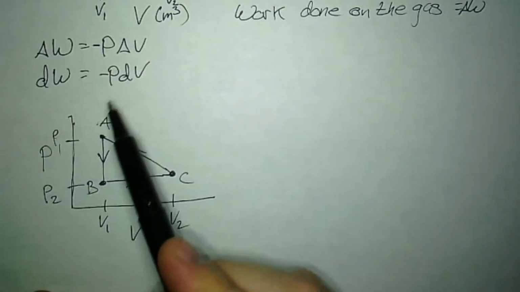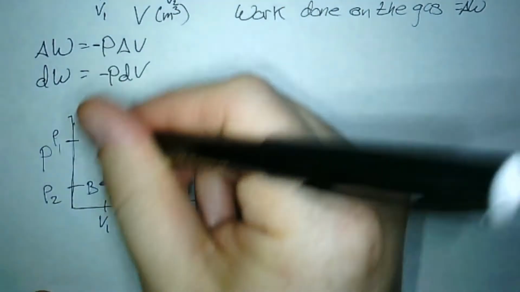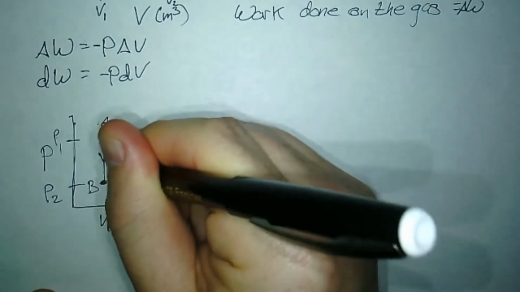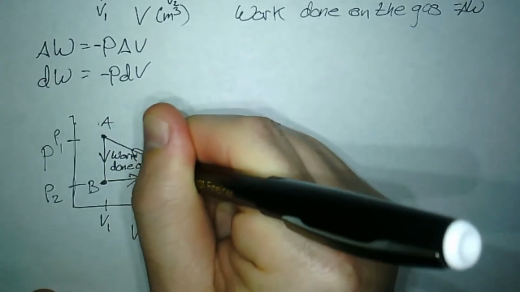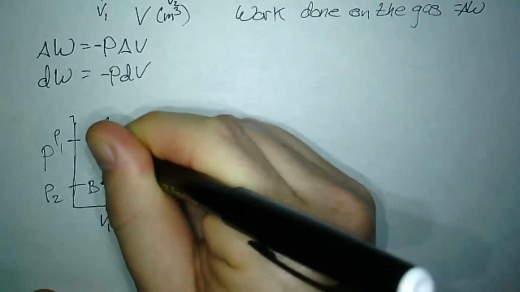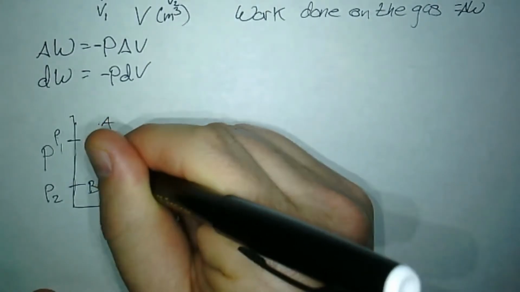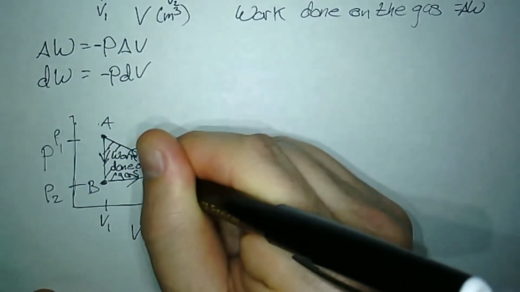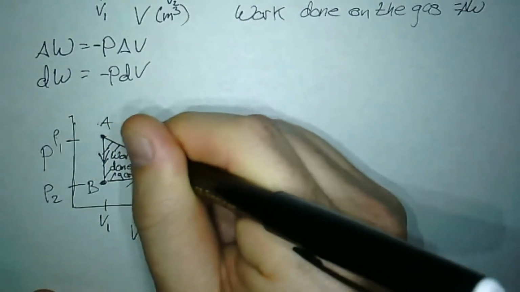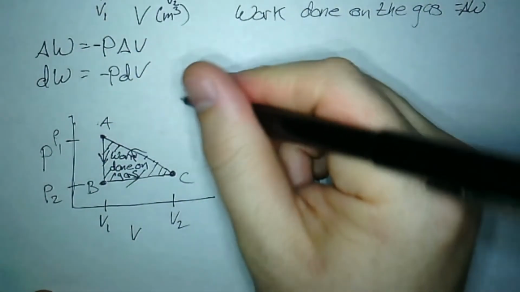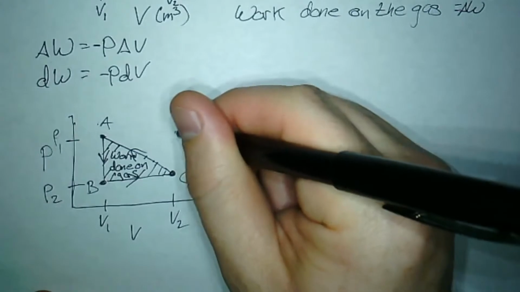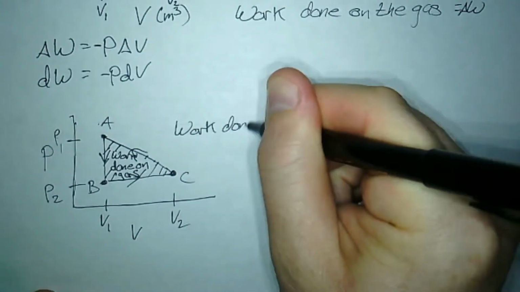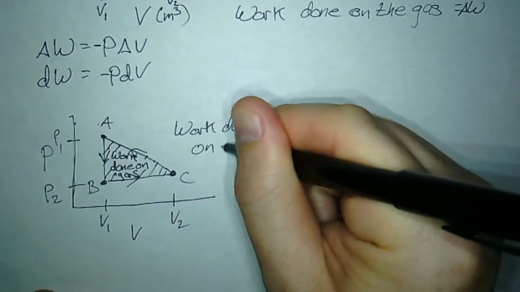Remember how we said it's the area? So now, since we're going the other way, this is work done on gas. It's the area here, so it's very different. The area of this triangle is what we are looking for. We can find the area of the triangle, and that will get us the work done on gas.